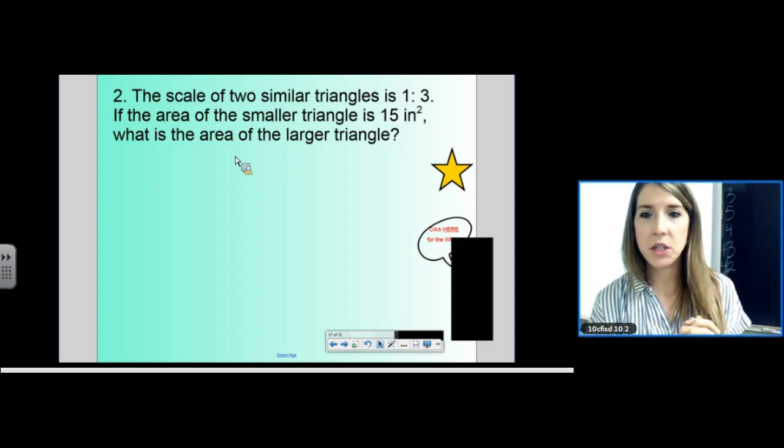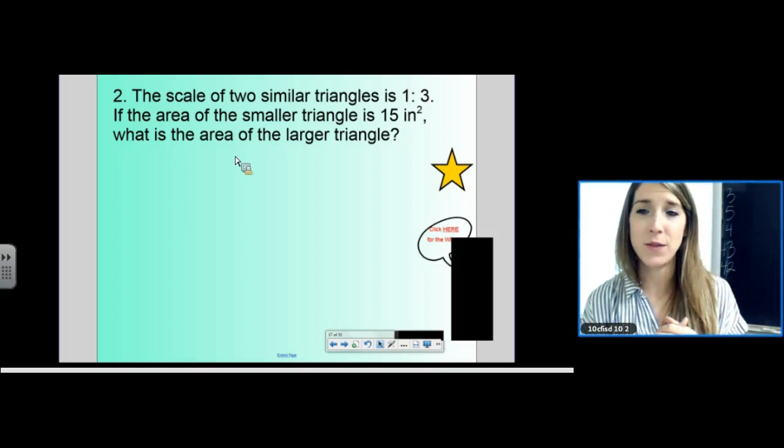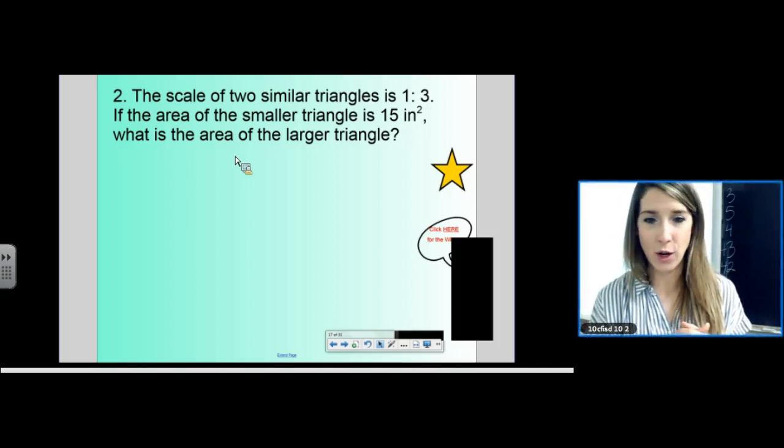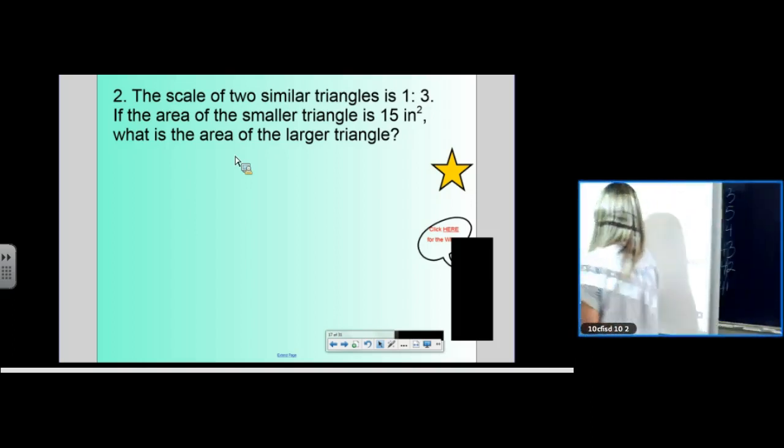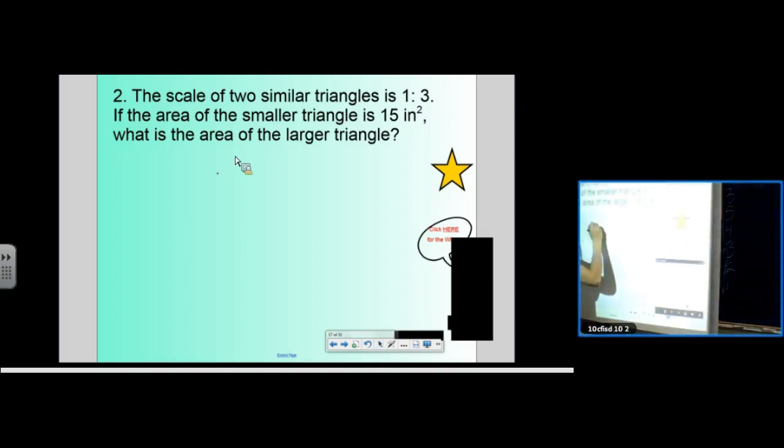The scale of two similar triangles is 1 to 3. If the area of the smaller triangle is 15, what's the area of the larger triangle? Guys, this is the whole reason we did yesterday's lesson.